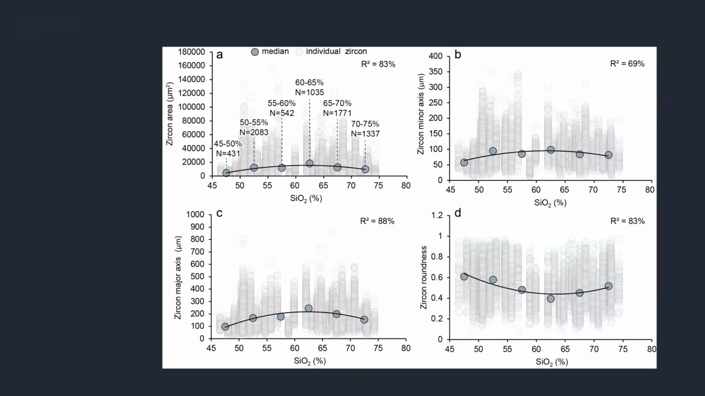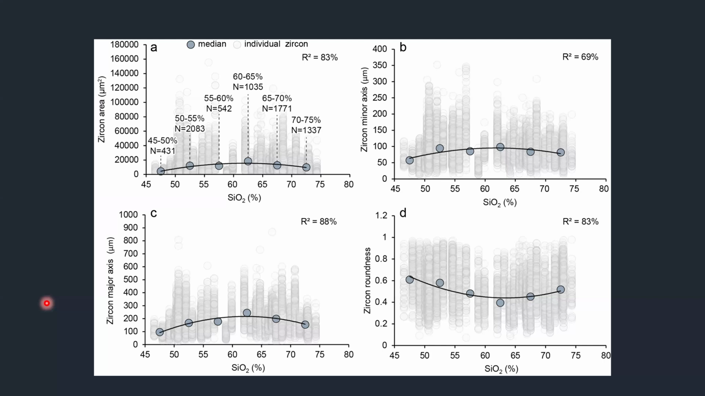Now let's start by having a look at some very high-level patterns. What I'm showing here is zircon grain area, minor axis, and major axis. Each gray circle is a single zircon crystal from a sample. And you can see there's a lot of spread in any given sample. But you can also see some very high-level trends tracking through the data set. Now, to draw your eye towards this, what I've done is show the median of a bin.